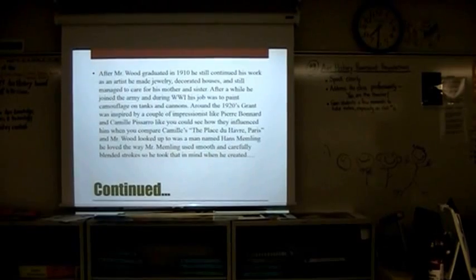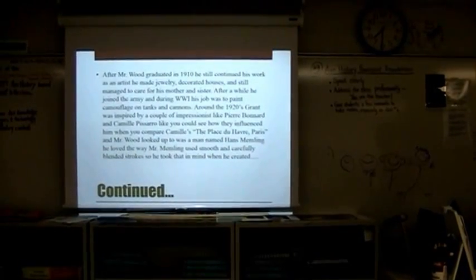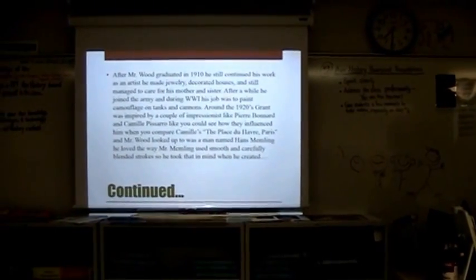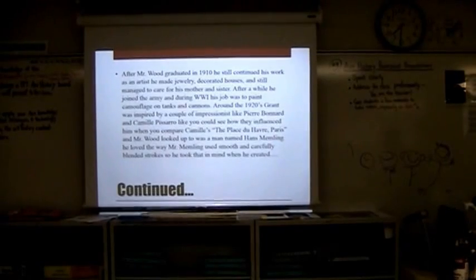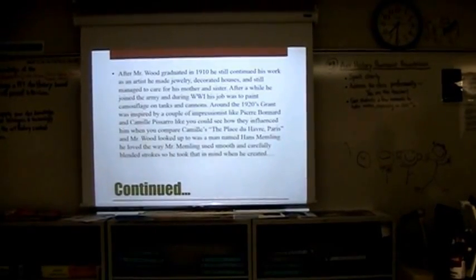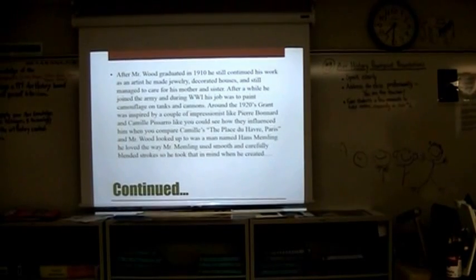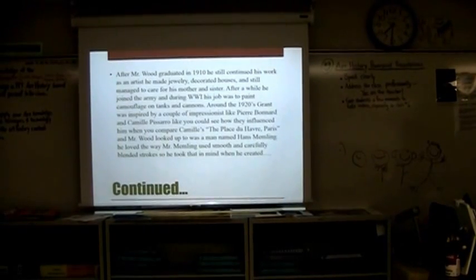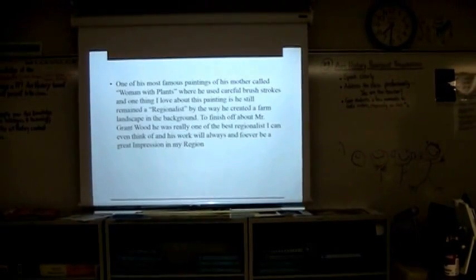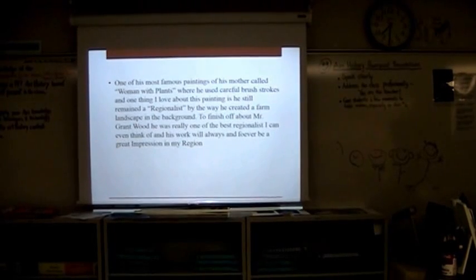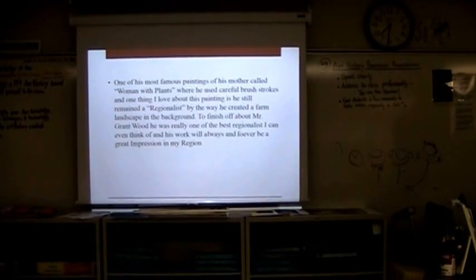Another artist Mr. Wood looked up to was a man named Hans Memling. He loved the way Mr. Memling used smooth and carefully blended strokes, so he took that in mind when he created one of his famous paintings of his mother called Woman with Plants, the one I showed you earlier, where he used careful brush strokes.